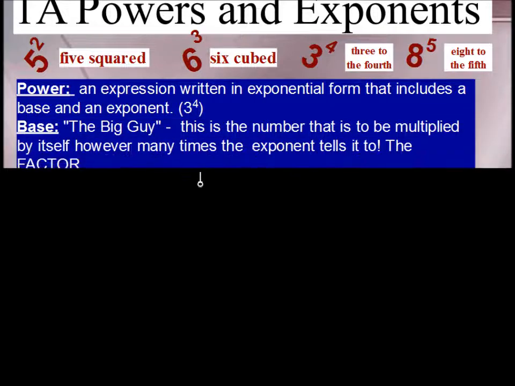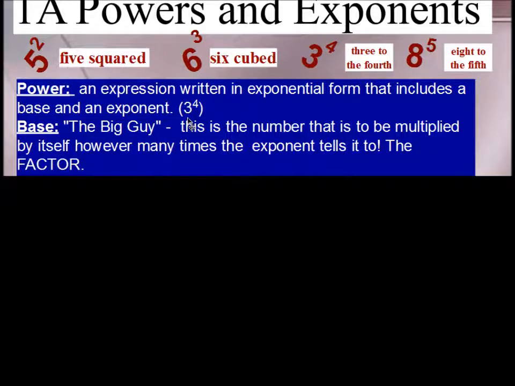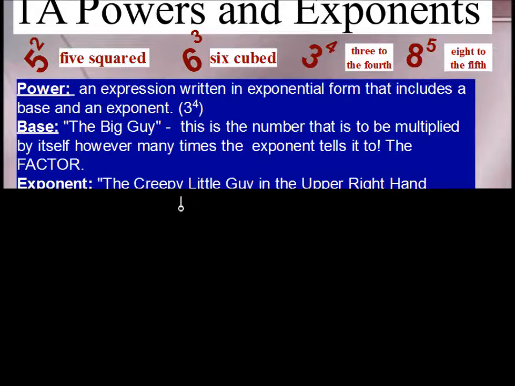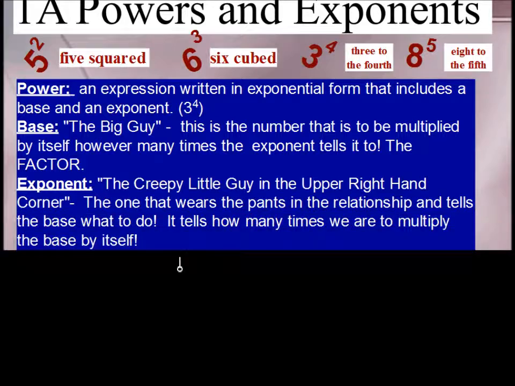The base is the big guy, the big number. This is the number that is to be multiplied by itself however many times the exponent tells it to, the factor. The exponent is the creepy little guy in the upper right-hand corner, the one that wears the pants in the relationship and tells the base what to do.